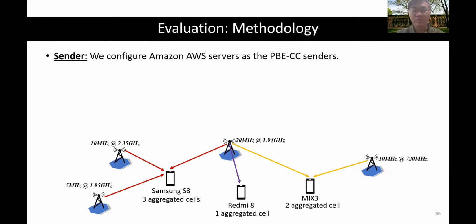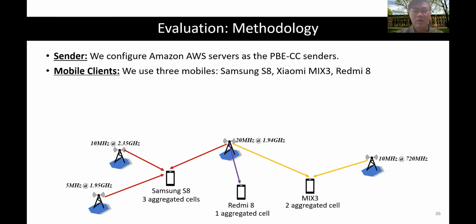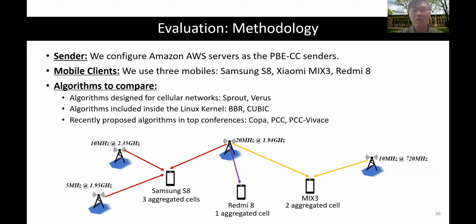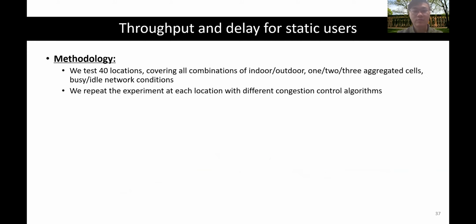We configure Amazon servers as the PBE-CC senders. We use 3 mobiles, Samsung, Xiaomi, and Redmi, as our mobile clients. They are able to aggregate 3 cell towers, 2 cell towers, and 1 cell tower respectively. We compare our algorithm with 7 other algorithms.